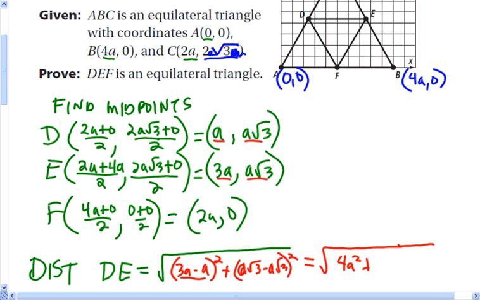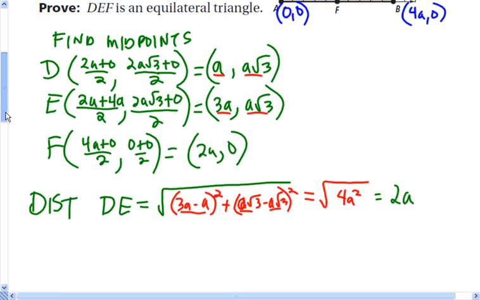and this is just 0, so I don't really need to add to that. So I have 4a squared, and the square root of 4 is 2, and the square root of a squared is a, so that's just 2a. So our distance from D to E is 2a. Okay? And if you think about it, our base was 4a, and if you think about the mid-segment theorem, that kind of makes sense as half of that.